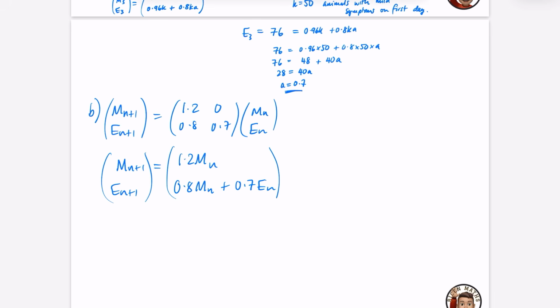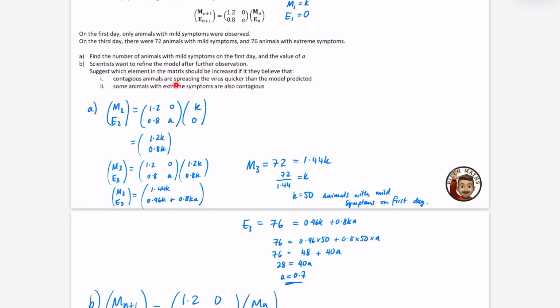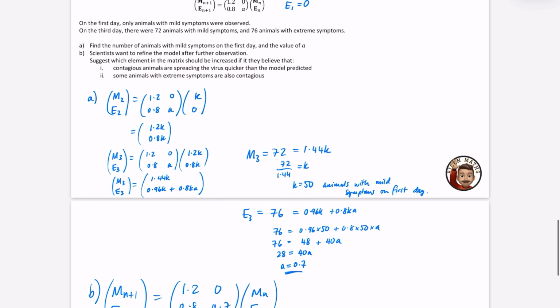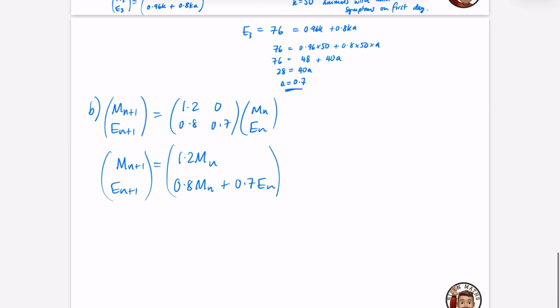In other words, to find out the number that have the mild, you just take the previous number of mild and you multiply it by 1.2. So it's saying that they're the contagious ones. You find out how many of them had the disease, and the next day there'll be 20% more of them with the disease. So actually I think that's going to be the variable we're going to want to change. If we want to make the contagious animals spread the virus quicker, then instead of them just spreading it 20% more, I think we would want to increase the 1.2. So for part 1, we would want to increase the 1.2 element.